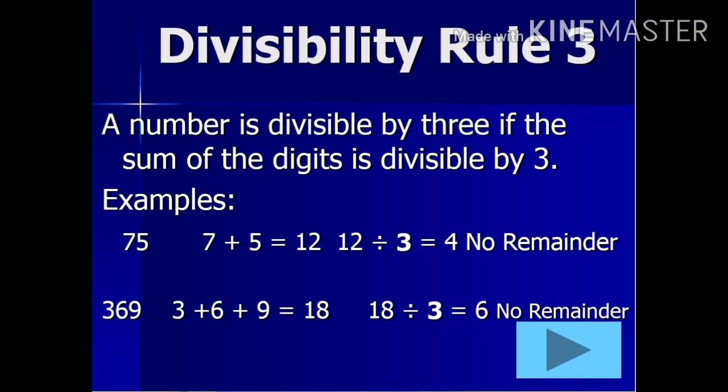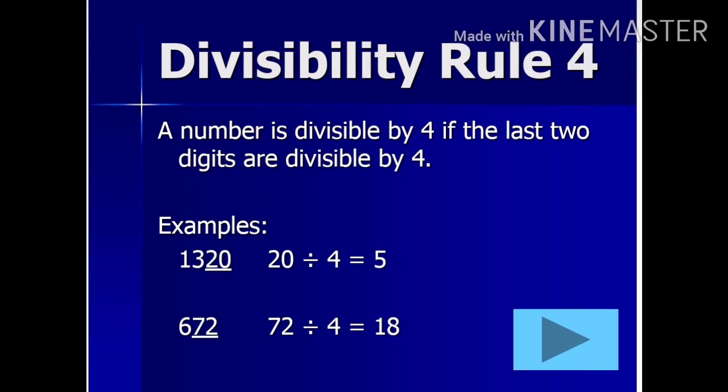Then we have divisibility rule of 3. A number is divisible by 3 if the sum of the digits is divisible by 3. For example, 75. 7 plus 5 is equal to 12, which is divisible by 3. So 75 is divisible by 3. In 369, 3 plus 6 plus 9 is 18, which is again divisible by 3. So 369 is divisible by 3.